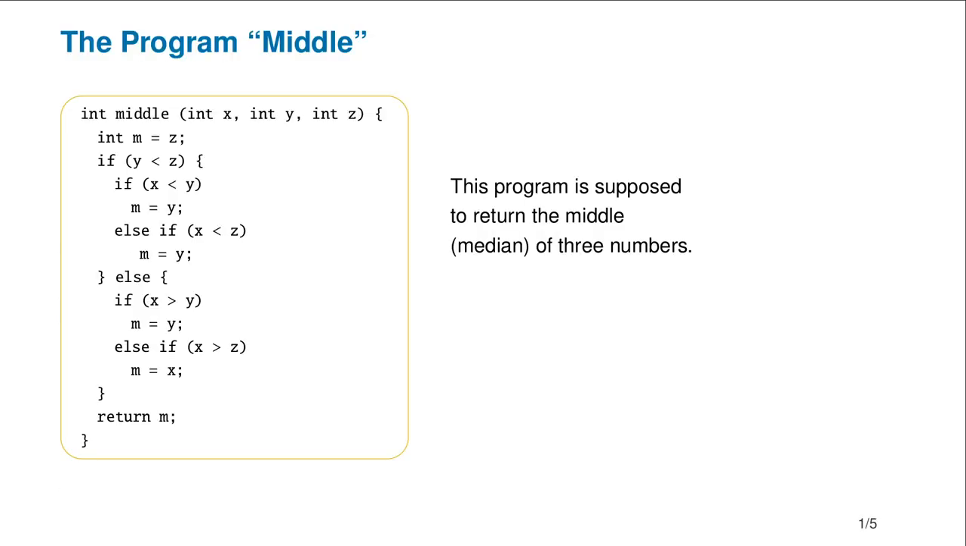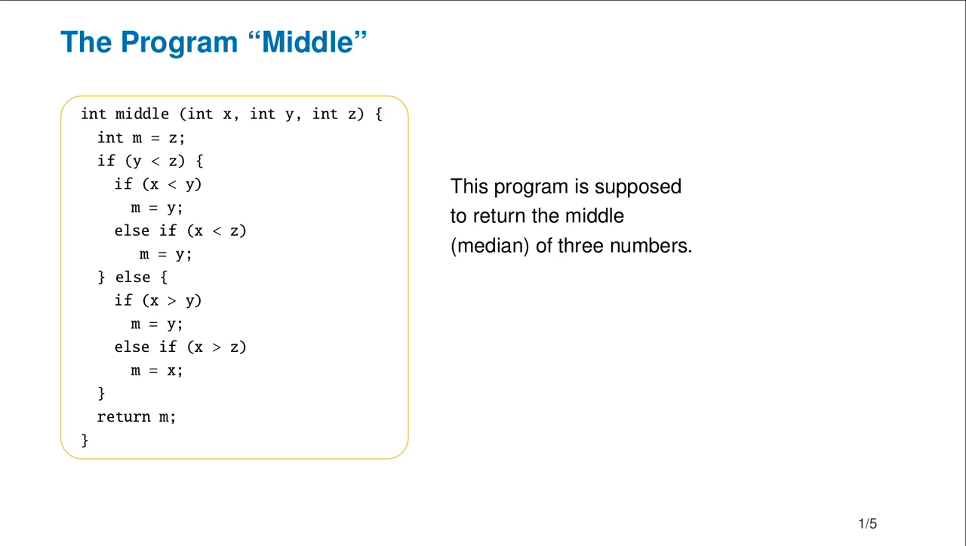Okay, the program we are considering is as follows. It's a very simple program. We have only if-then-else statements in there, so there are no loops, no complicated memory allocation, and we are having three integers as input arguments, and the program is supposed to return the middle number as a result. So when we order the three numbers, then the one in the middle should be returned.